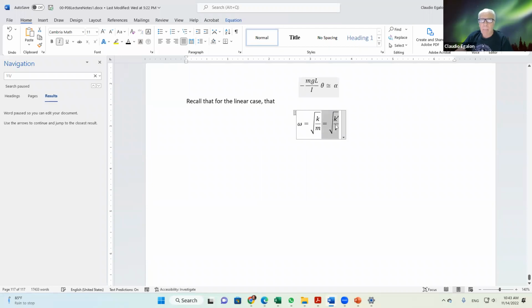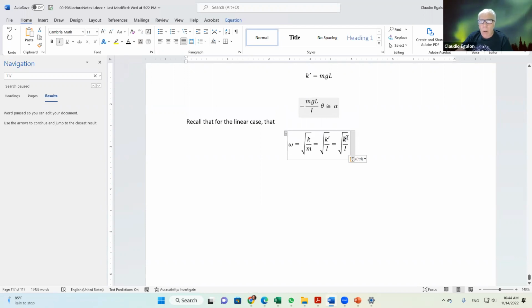My K prime, man, that's a big storm out there. mgL divided by I. That's how he got that. But let's not forget that my I is also mL squared. Okay, and here we go. m cancels with m, L cancels with L. And that's what we get for the omega for a simple pendulum.